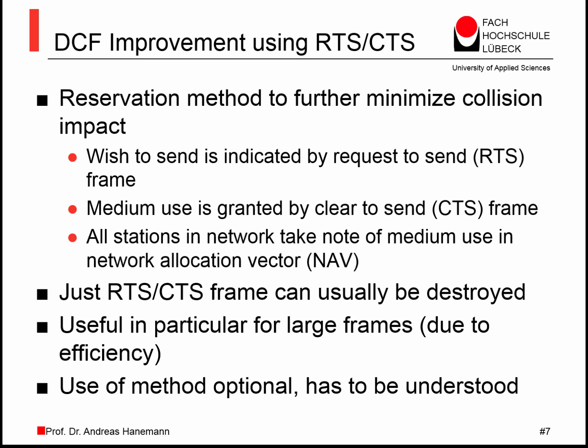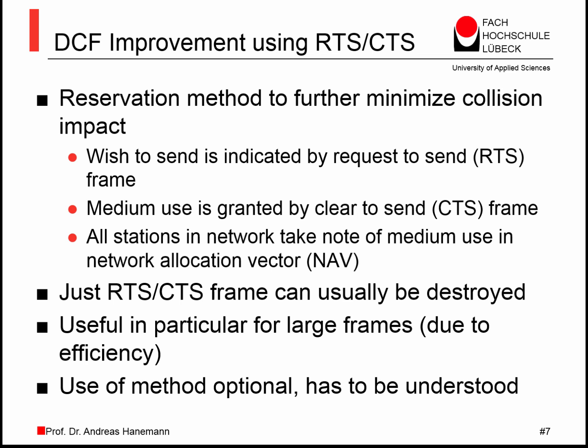Other stations take note of the reservation time in their network allocation vector, so they will not send their own frames for the reservation time. With the RTS-CTS method, usually only the RTS or CTS frames may be destroyed by collisions, but not the much longer data frames. The longer the data frames are, the more efficient the method is. If the data frame is relatively short, then you can also try to send it directly.